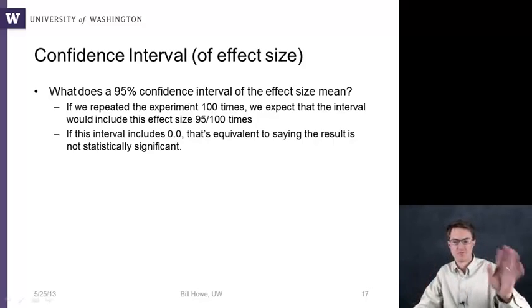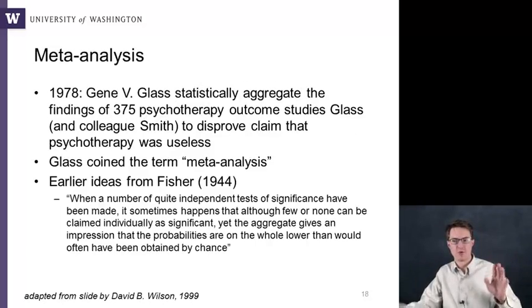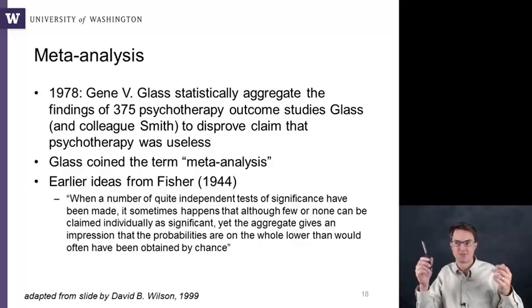Fine. So that's some more terminology here. The other notion we mentioned in talking about publication bias was the idea of a meta-analysis. This is looking back over previous studies and combining their results. In 1978, Glass statistically aggregated the findings of 375 psychotherapy studies to disprove a claim that psychotherapy was useless. This was the coining of the term meta-analysis.